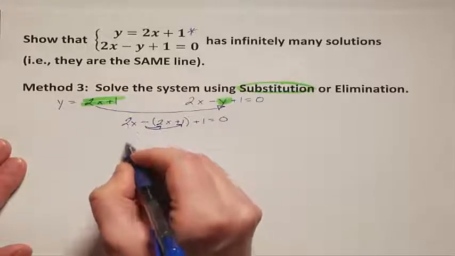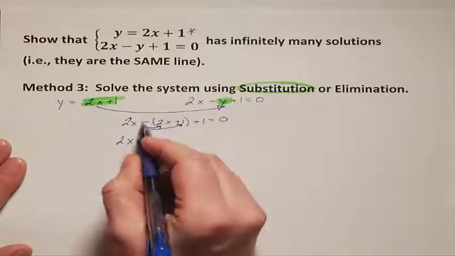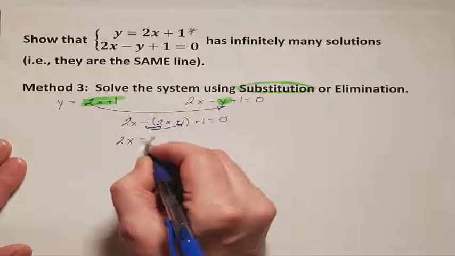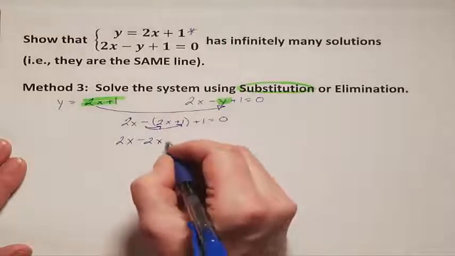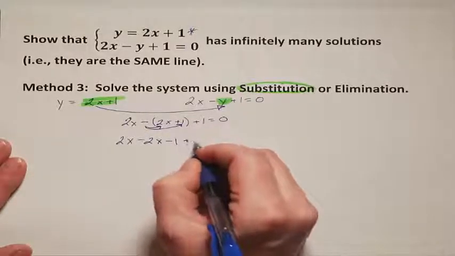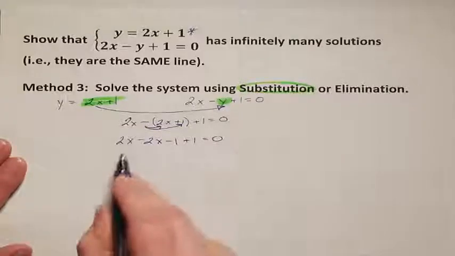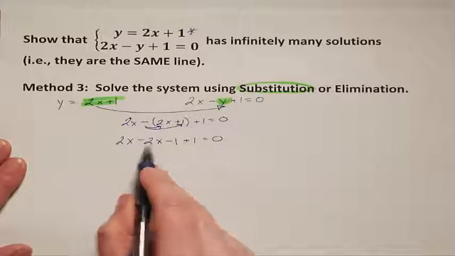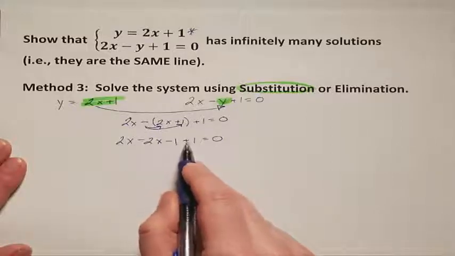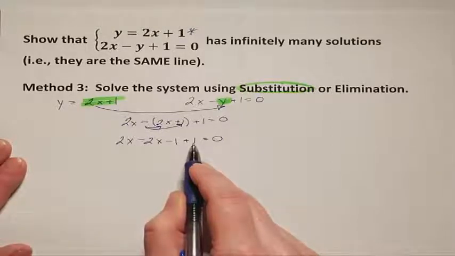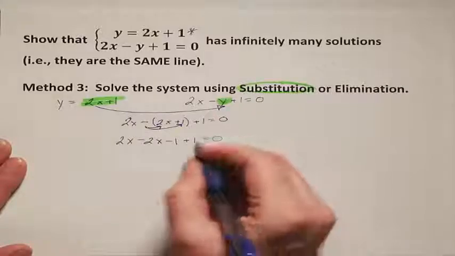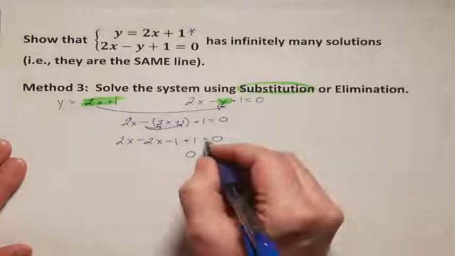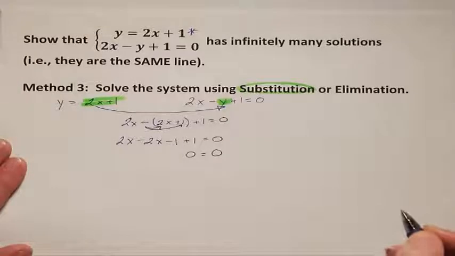This 2x was not a part of the parentheses, so he's still 2x. Negative times 2x is a negative 2x. Negative times a positive 1 is a negative 1. That was a positive 1 equals 0. If I had 2x's and I took away those 2x's, those disappeared, so that's 0. A negative 1 plus 1 disappears. I'm left with just 0. So this entire side, everything cancels out to 0, and my right side was always 0.